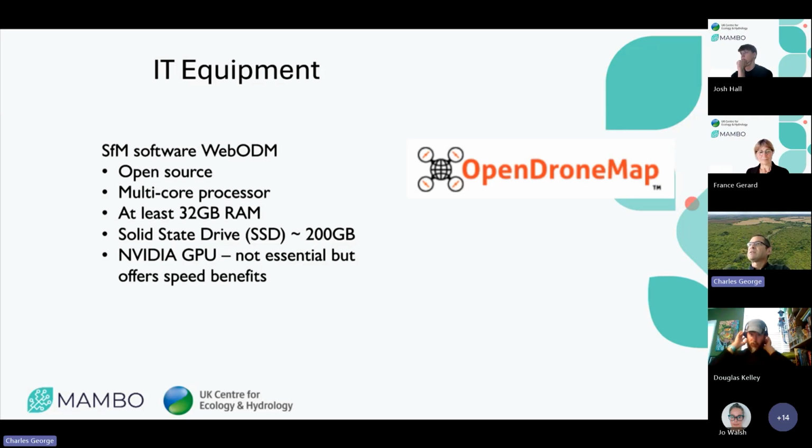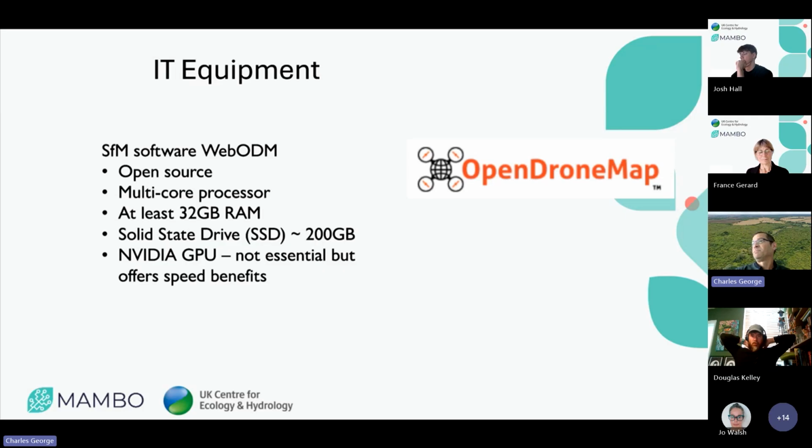IT equipment. So the structure and motion software that we use is WebODM. This is open source. I've tested it against other paid structure and motion software, and it's as accurate.